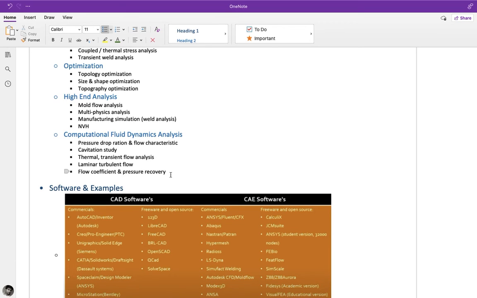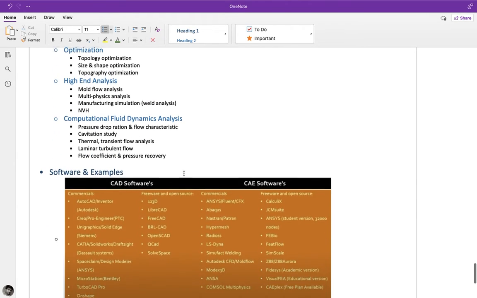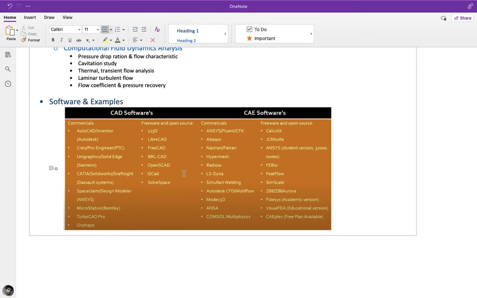So there are many kinds of analysis there. Each one has to be studied in detail. You will see this in the future. And now, what kind of software is basically used.